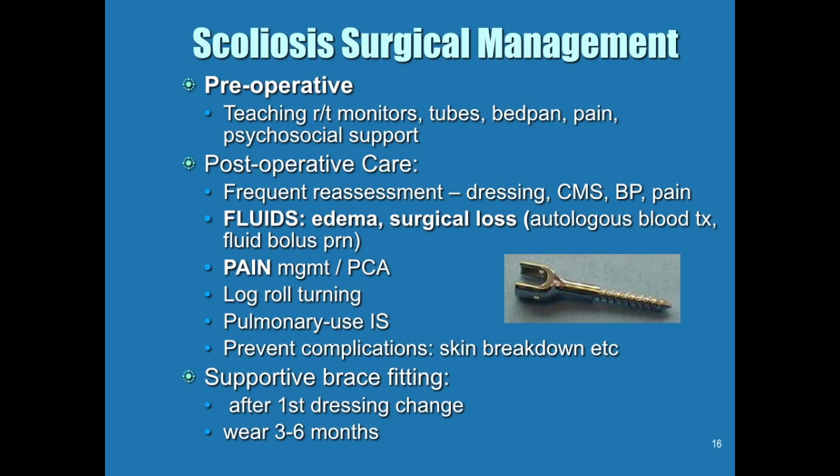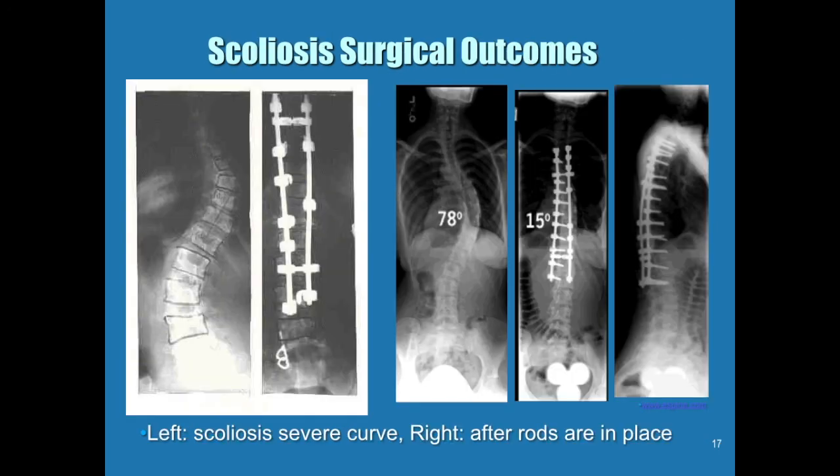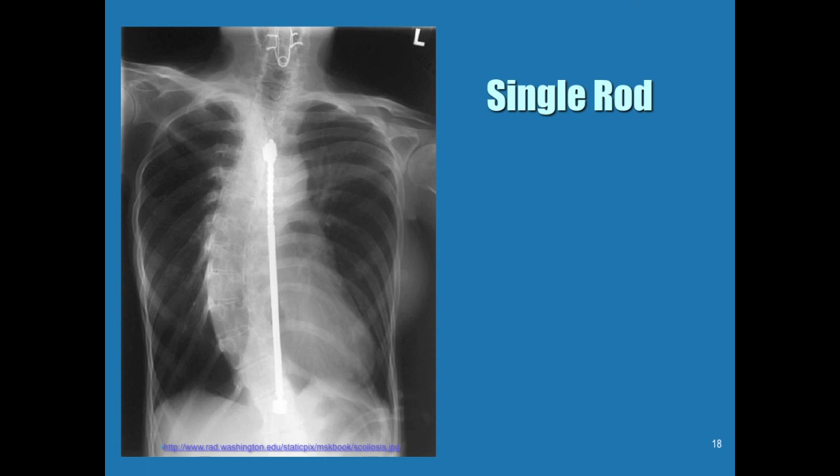Eventually, they will be fitted for a supportive brace, and they're going to wear this brace for 3 to 6 months. Here's some pictures of what the curve looked like beforehand and what it looks like afterwards with the Harrington rod insertion. Looks pretty good, but can you see why they're going to have pain? This child only needed to have one rod. And this ends the lecture on scoliosis.